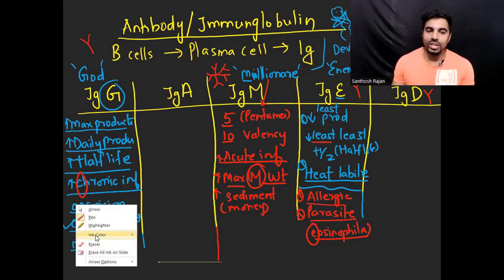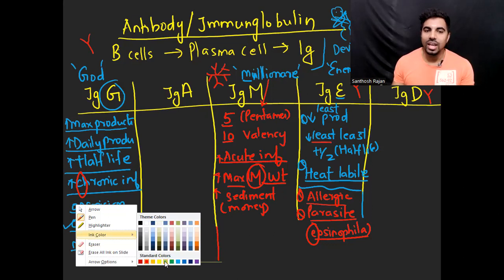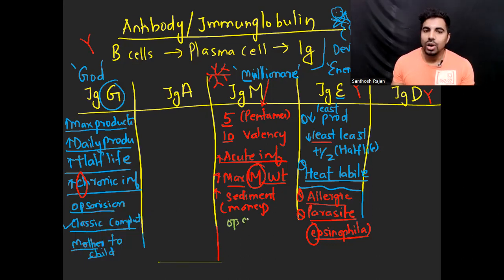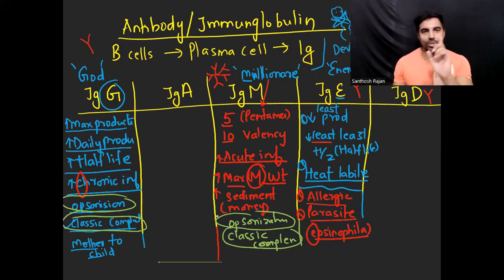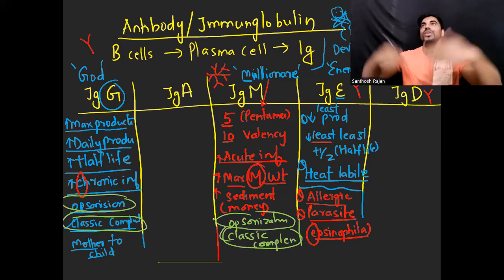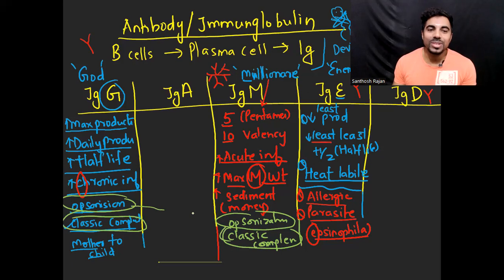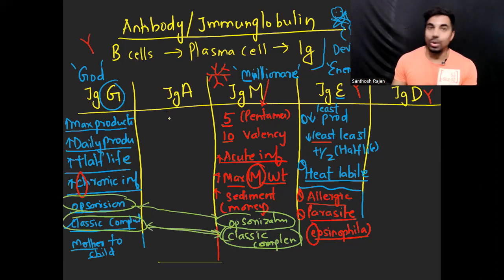Apart from that, what are the two important things you should know here? It helps in opsonization, and also the classical complement pathway. The only features similar between IgG and IgM are these two: opsonization and the classical complement pathway. God also needs complement, millionaires also like complement, that's what they do, show off things, right? So opsonization and classical complement are common for both. This question was one of the questions asked. Now I'm sure you'll not forget it.